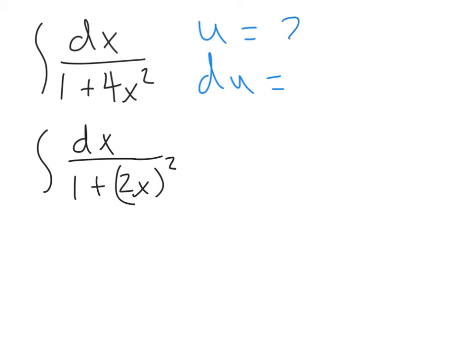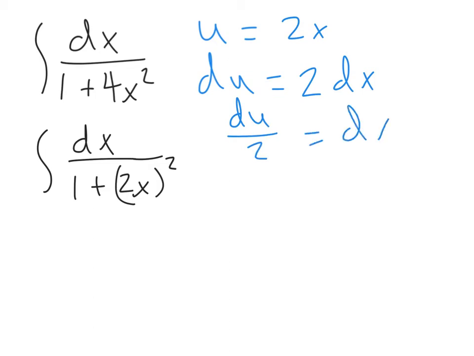Our u will be 2x. And then the derivative of that will be 2 dx. We only have a dx, so we can get rid of the 2 by dividing by 2. And then we can rewrite our antiderivative like this. Now the du over 2, I'll pull that 1/2 out front. We'll have du over 1 plus u squared. And now that is exactly the tangent inverse of u with the 1/2 out front, and then you can substitute back in for your u's.